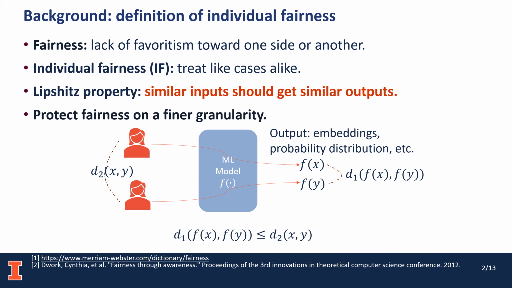A most popular way to implement individual fairness is through the Lipschitz property, that we want to get similar outputs from similar inputs. A visualization is below. So technically, from two inputs, which are X and Y, represented by two people here, when we are going through a fair machine learning model F, the distance between the outputs, which is Fx and Fy here, should be bounded by a bound.